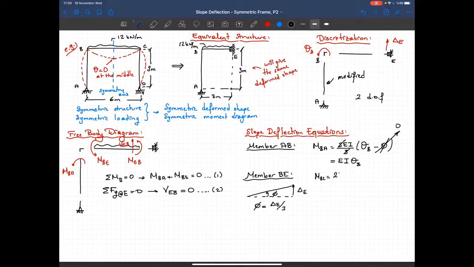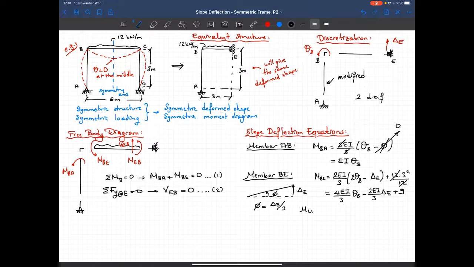Now let's write down MBE. That's equal to 2EI over length 3, so I got 2 theta B minus 3 phi. So it's 3 times delta E over 3. So this is equal to delta E. And the fixed moment is 12 times 3 squared over 12. And then I got MBE as equal to 4EI over 3 theta B minus 2EI over 3 delta E plus 9.